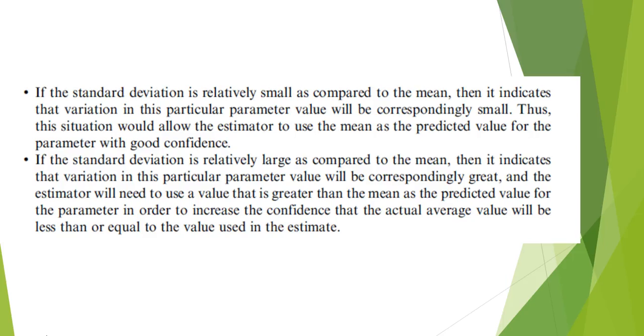In other words, if the standard deviation is relatively large as compared to the mean, then it indicates the variation of the particular parameter you're estimating is going to be great. And you'll need to use a value that is greater than the mean as a predicted value for that parameter in order for you to have more confidence in the final number. You see, that's what we're really looking for. Literally, you're looking for confidence and how secure you are in the output of your model when you're all done.